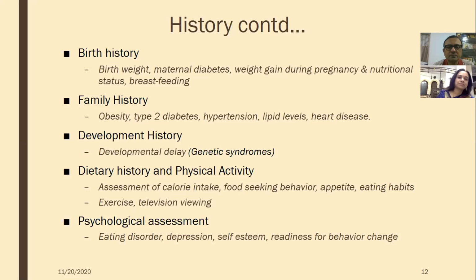The next one is tricky. Dietary history and physical activity. Now, this is important from both. Of course, if you're thinking in terms of Prader-Willi, then hyperphagia, food-seeking behavior is important.